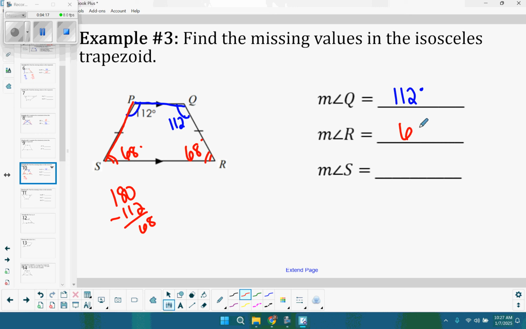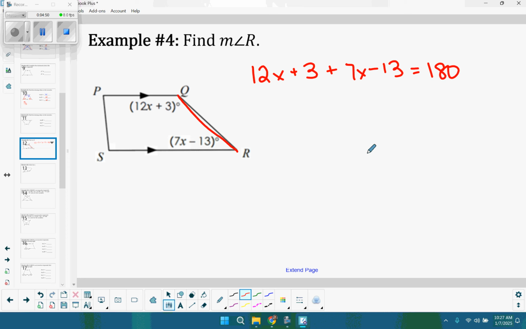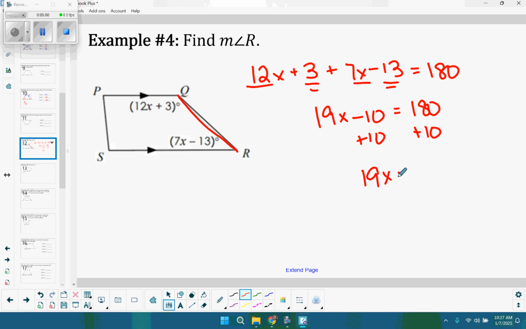So we could do 12x plus 3 plus 7x minus 13 is equal to 180. So let's combine. We get 19x minus 10 equals 180. When we add our 10, we now have 19x equals 190. When we divide by 19, we get x is 10.